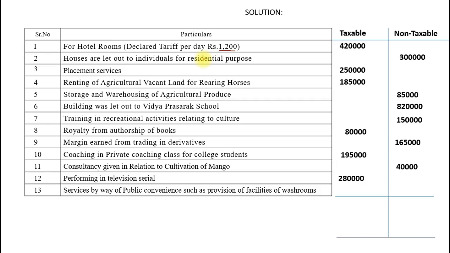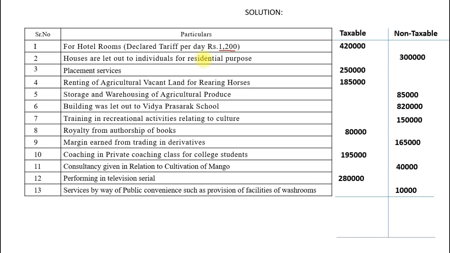Last, services by way of public convenience such as provision for facilities of washroom. So anything related to mass population, publicly, is basically non-taxable. Okay, anything related to washroom or sanitary, anything related to sanitization, is non-taxable. Okay, so very simple. You just have to note down those particulars. Two columns, taxable, non-taxable. Now we total it up.